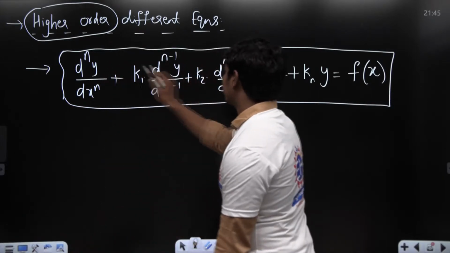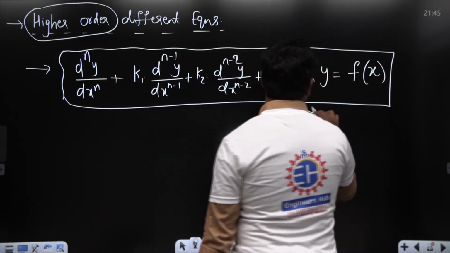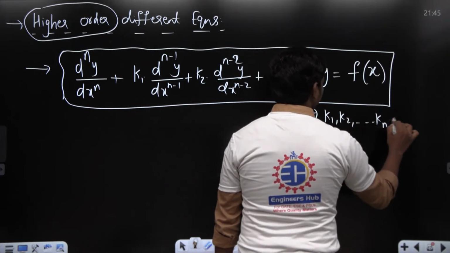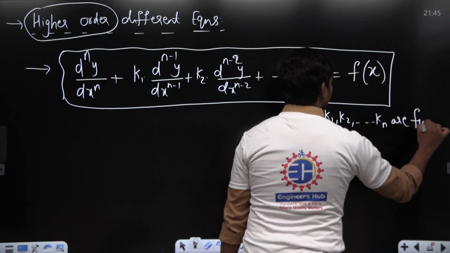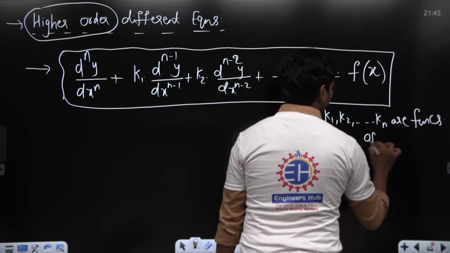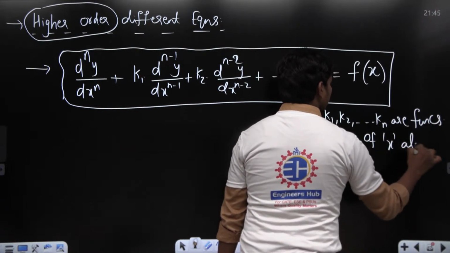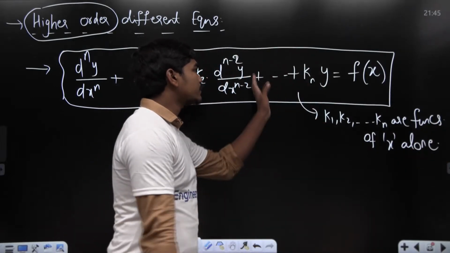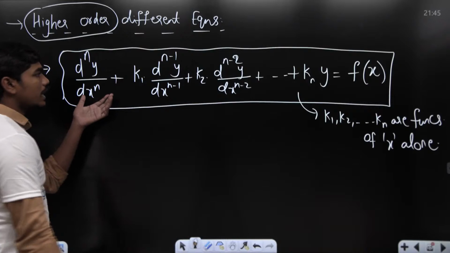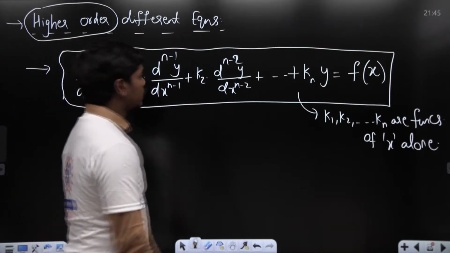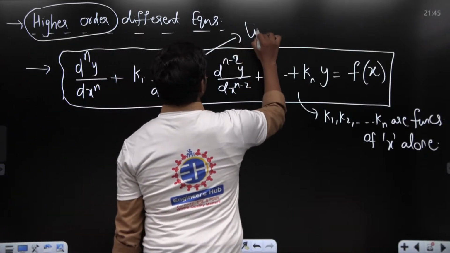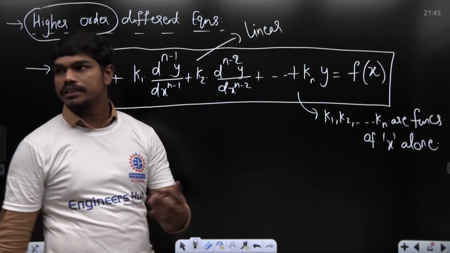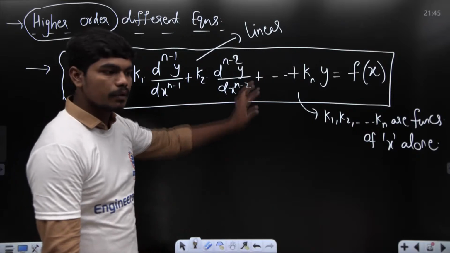If all these k1, k2, and so on up to kn are functions of x alone, then this is the standard notation of a higher order linear differential equation. It is linear because we don't have any product of the dependent variable and its derivatives, and we also don't have any higher powers of y.